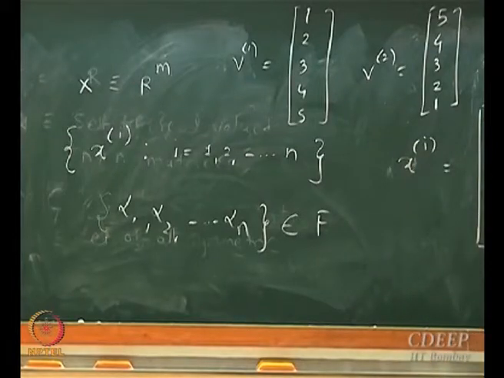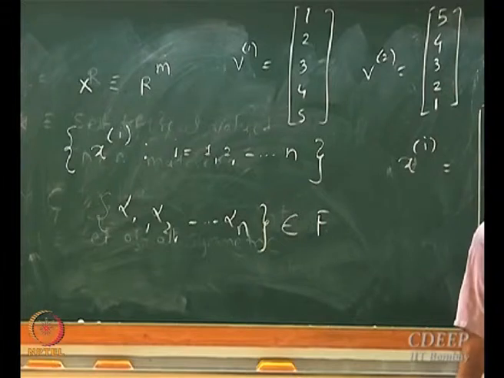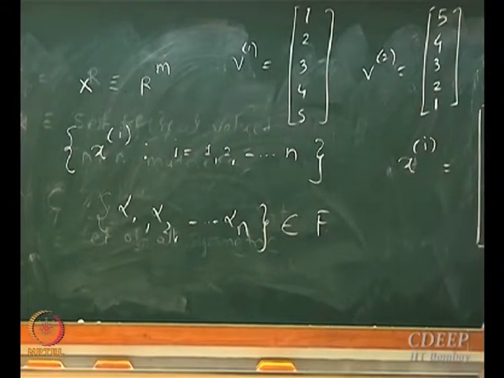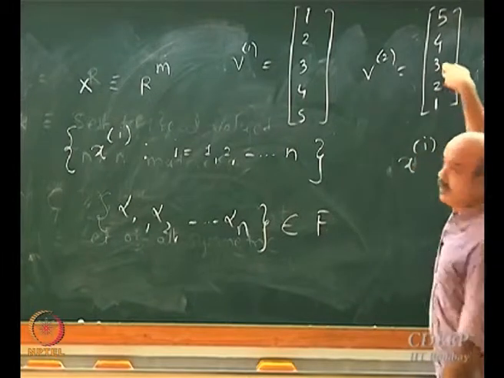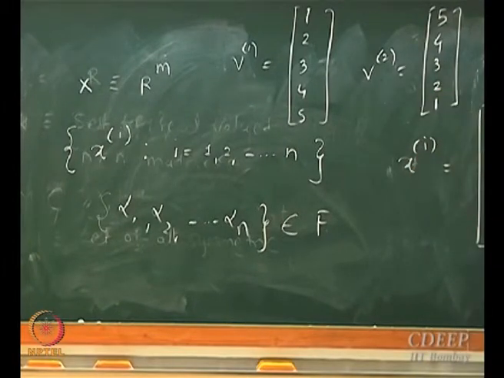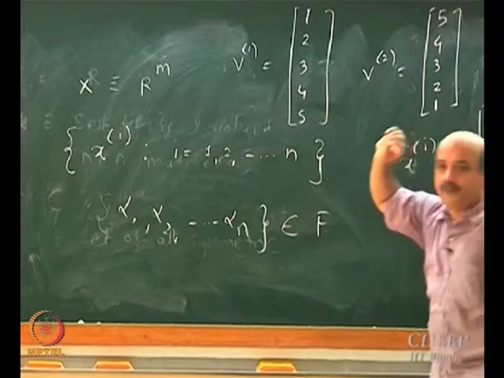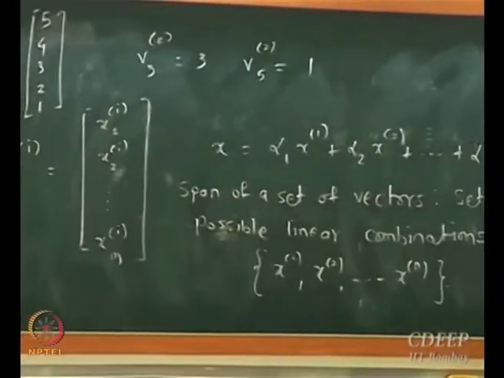Okay, now how do I refer to the third element of vector 2? I will say v2(3), that is equal to 3. Okay, vector 2, third element. Similarly, v2(5) will be 1. So, sir, this is not a subspace? No, this is just a notation.